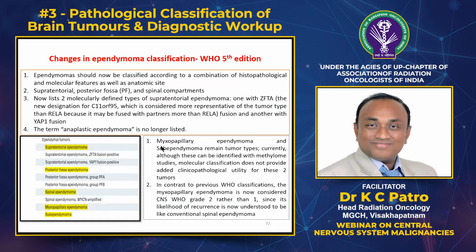Ependymoma classification is again a very drastic change. It is based upon the location as well as the molecular alteration. So they divided it into 3 groups: supratentorial ependymoma, posterior fossa ependymoma, and spinal ependymoma, plus 2 different entities. Supratentorial ependymoma, previously known as RELA fusion, is now ZFTA fusion. Then supratentorial ependymoma YAP1 positive, posterior fossa ependymoma group A and group B, and spinal ependymoma with MYCN amplified. The other entities are myxopapillary ependymoma and subependymoma. So it is based mostly on the location as well as the molecular alteration.